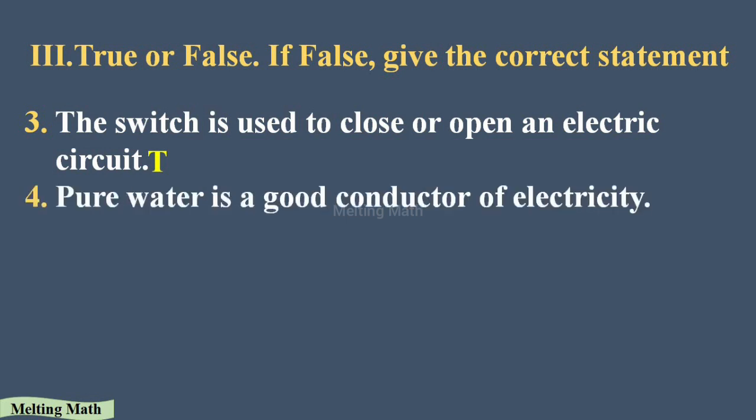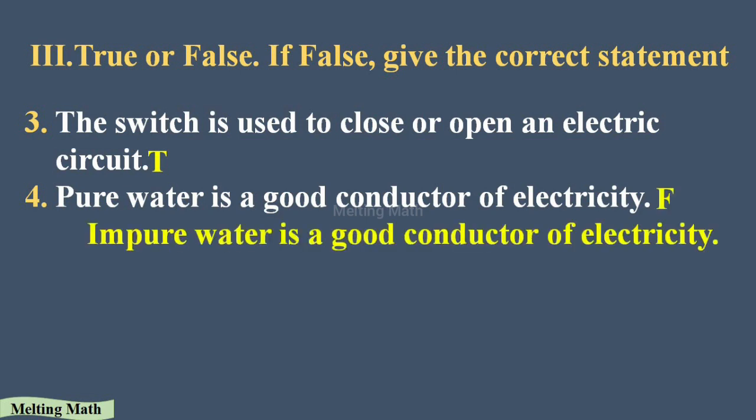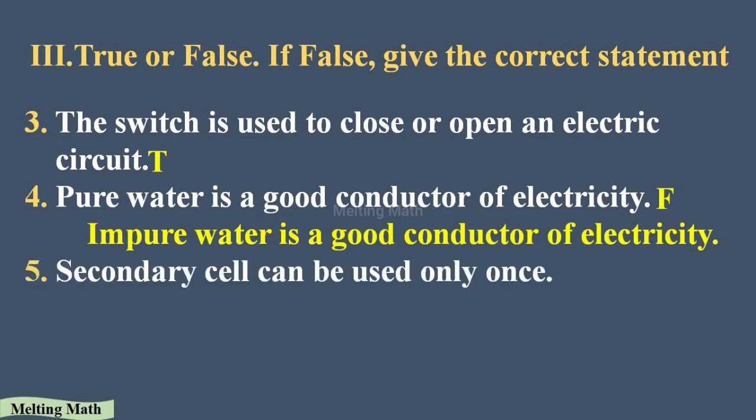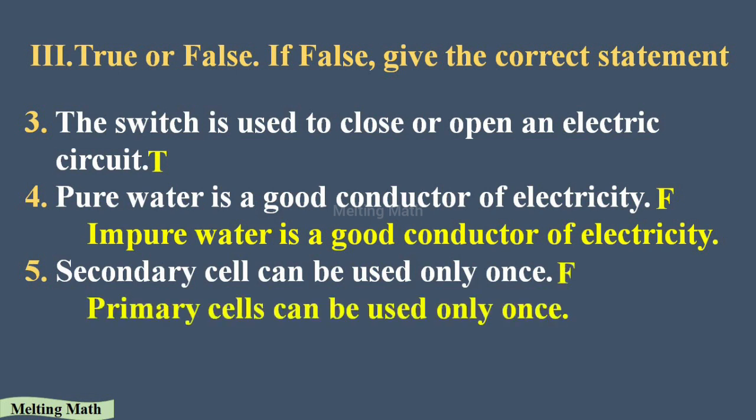Pure water is a good conductor of electricity. No, it's false, because impure water is a good conductor of electricity. Okay. Let's see the fifth one. Secondary cell can be used only once. Is it true or false? No, it's false, because primary cells can be used only once. Secondary cells are the rechargeable cells. We can use them many times. Okay, so fifth one is false.